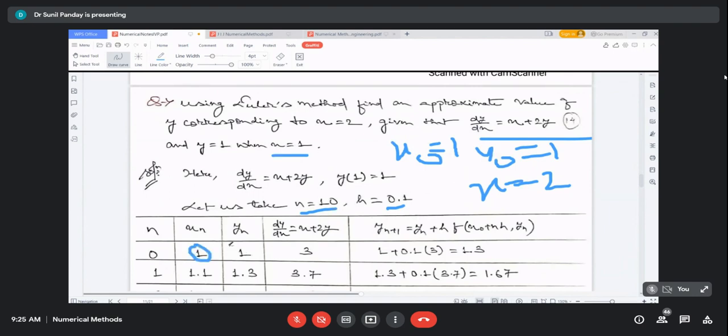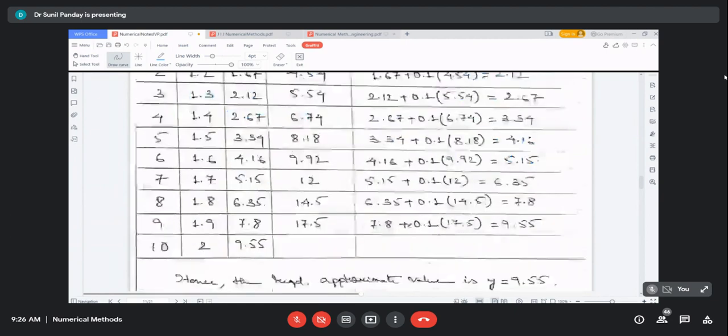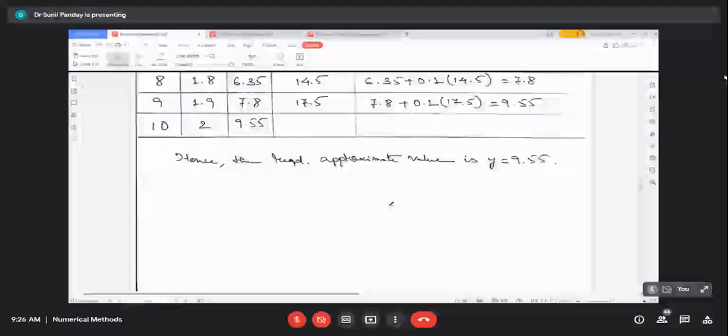So this is x naught, this is y naught, and this is f of x y. f of x naught y naught is 1 plus 2 times 1, so you will get 3 from here. Then this is the Euler's method, and you will get this as your y1, that is the value of y at 1.1. This is x1. So the value of y at 1.1 is given by this 1.3. And in this way you continue, you will get the value at 2 like this.